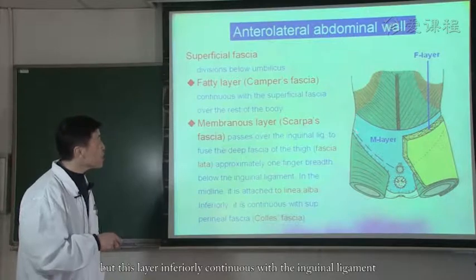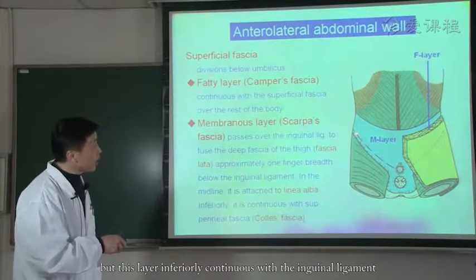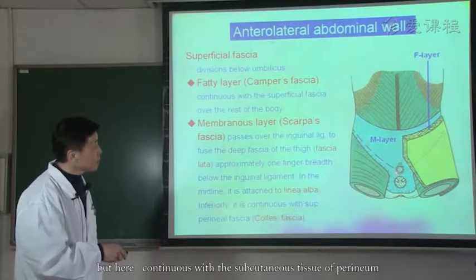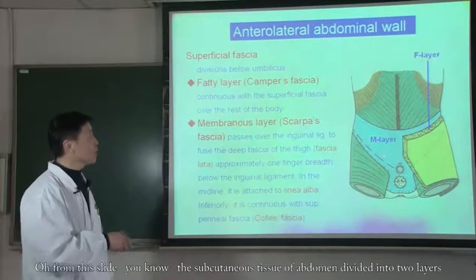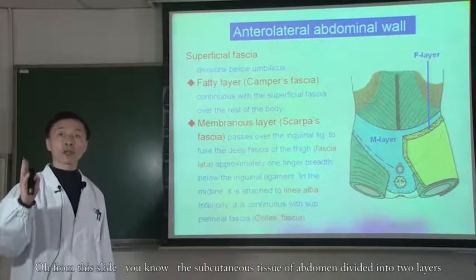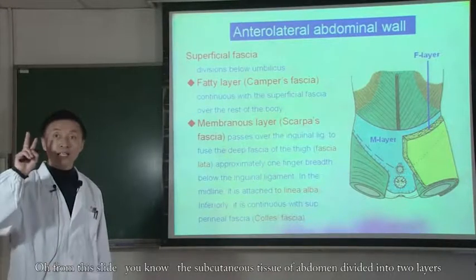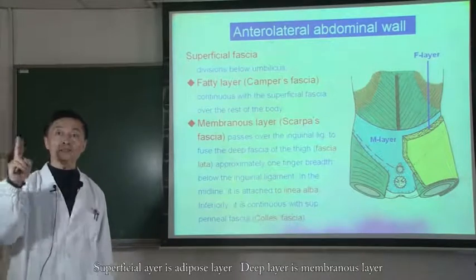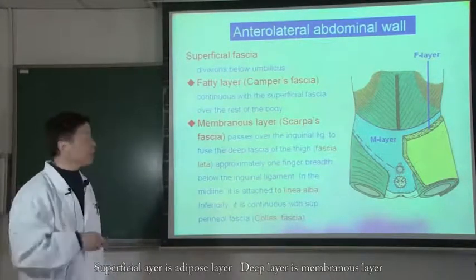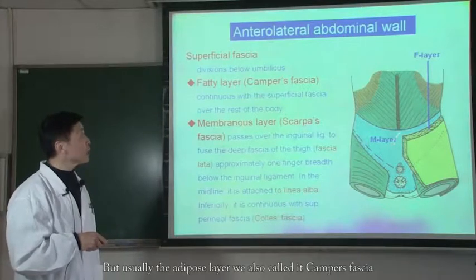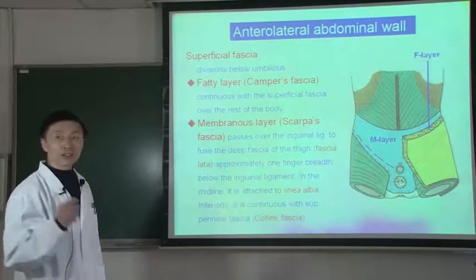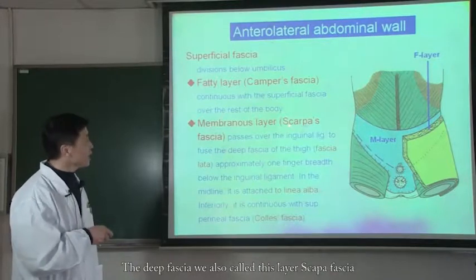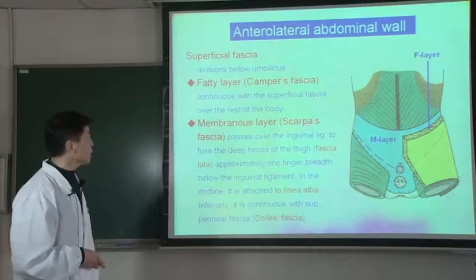But this layer inferiorly is continuous with the inguinal ligament here. But here, it is continuous with the subcutaneous tissue of the perineum. From this slide, you know the subcutaneous tissue of the abdomen is divided into two layers. The superficial layer is the adipose layer. The deep layer is the membranous layer. But usually, the adipose layer we also call the Camper fascia. The deep layer we also call Scarpa fascia. Okay.